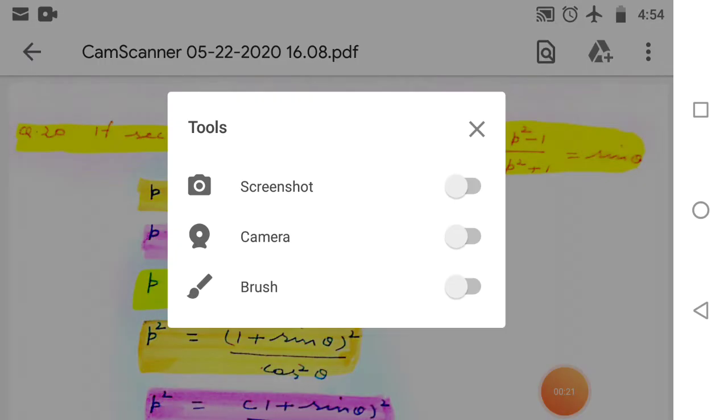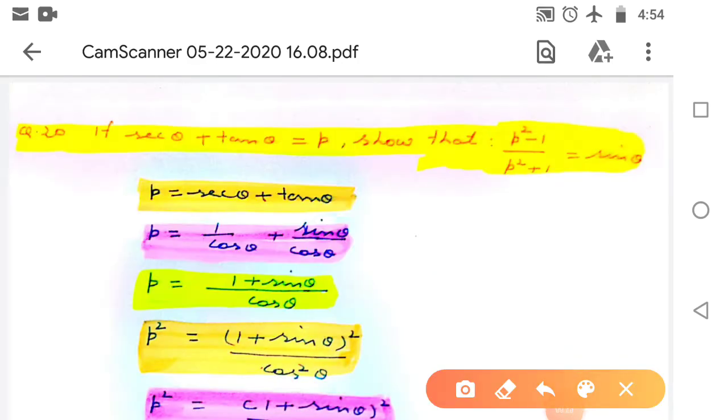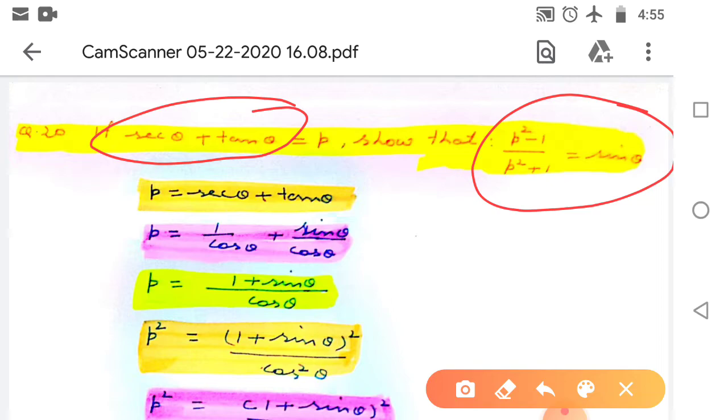So, we start with question number 20, and the question is: if sec theta plus tan theta is equal to p, then we have to prove, or we have to show, that p square minus 1 upon p square plus 1 is equal to sin theta. Okay. So, here the value of p is sec theta plus tan theta, and we need to find the value of p square initially. So, we convert these sec theta and tan theta into sin theta and cos theta.